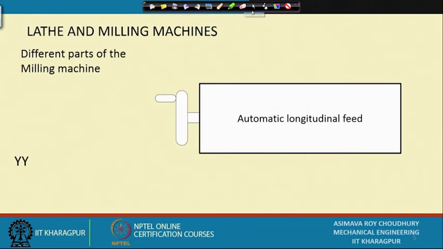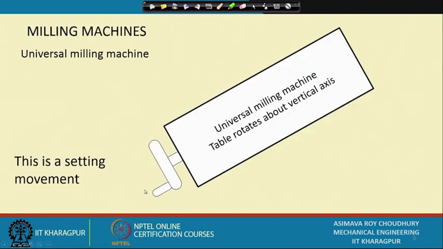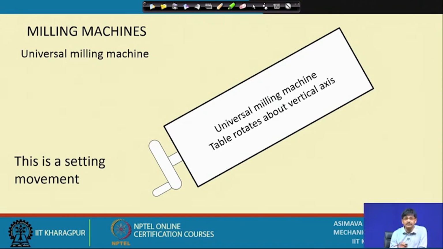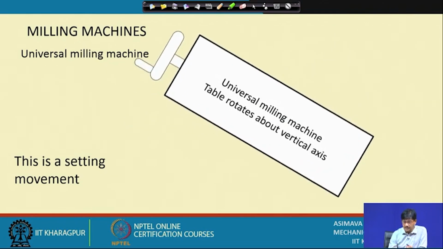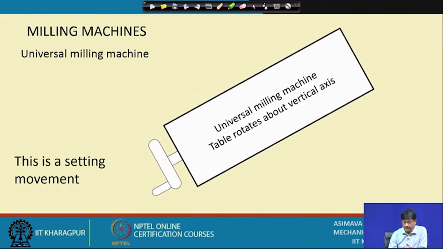So, once we understand how the table is configured, let us see how the universal milling machine is working, how it operates. And mind you, this is a setting movement. During machining, generally the universal milling machine table does not rotate about the vertical axis. So, this is the rotation that we are talking about. Looking from the top, you can set it to any angle that you want. Okay.